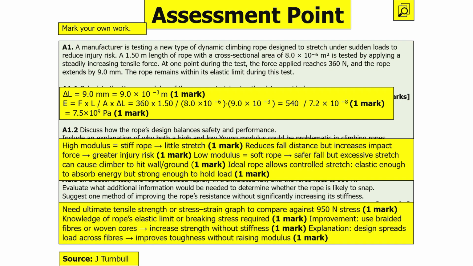We need to have knowledge of the rope's elastic limit and the breaking stress. So an improvement would be to use braided fibers or woven cores, as this will increase the strength without changing the stiffness. So the design spreads the load across the fibers, improving the toughness without raising the Young modulus.